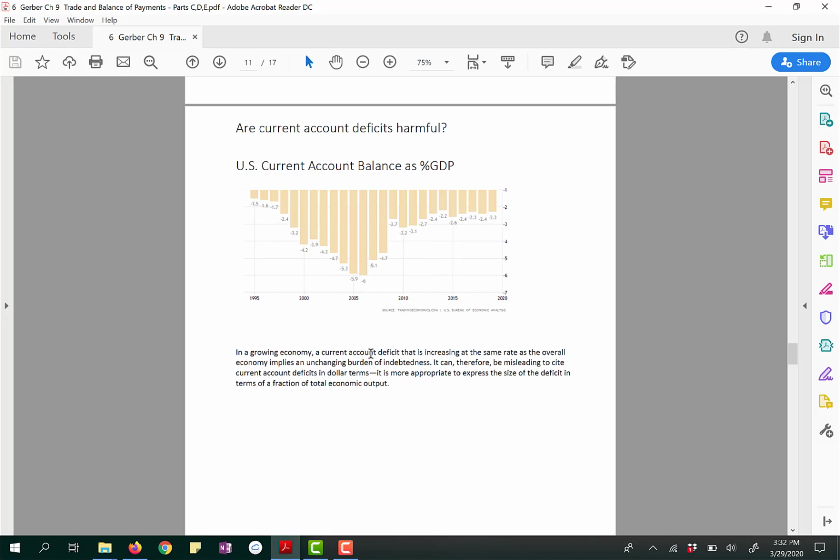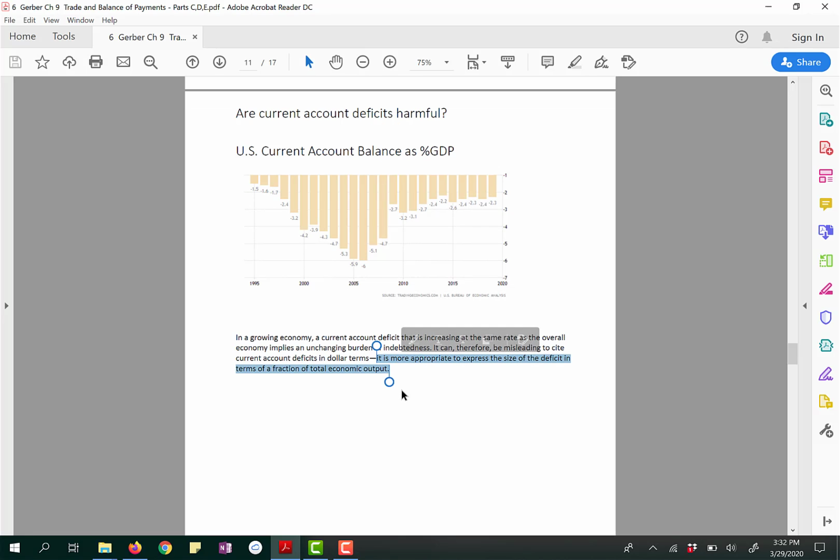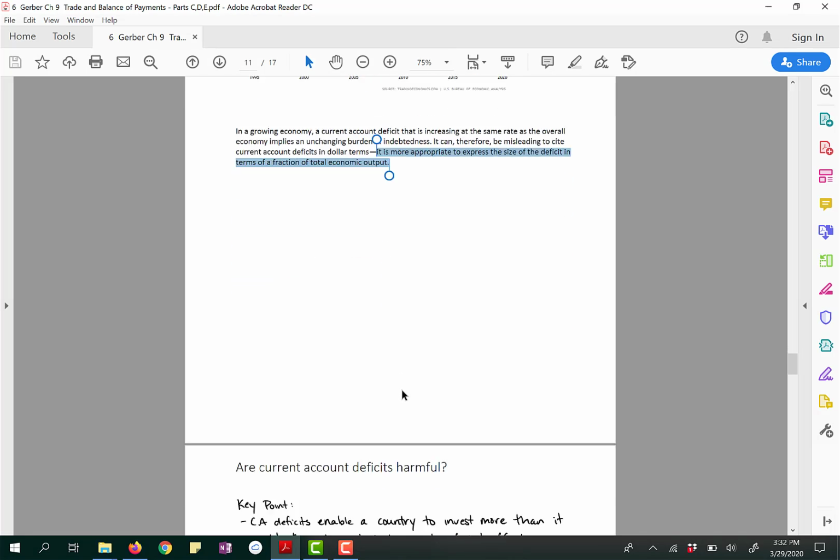If your economic growth is occurring at a pace that is as fast as or faster than the current account balance, even though the current account balance number is getting larger, it doesn't imply an increasing debt burden if your GDP is growing as fast. So it can be misleading to cite current account deficits in dollar terms. It's more appropriate to express it as a size of GDP.